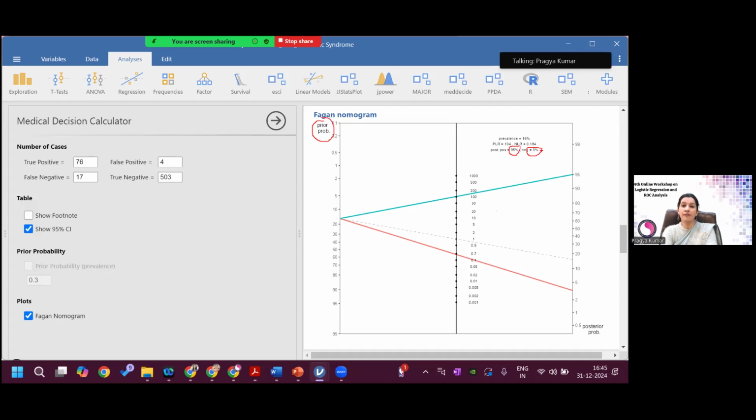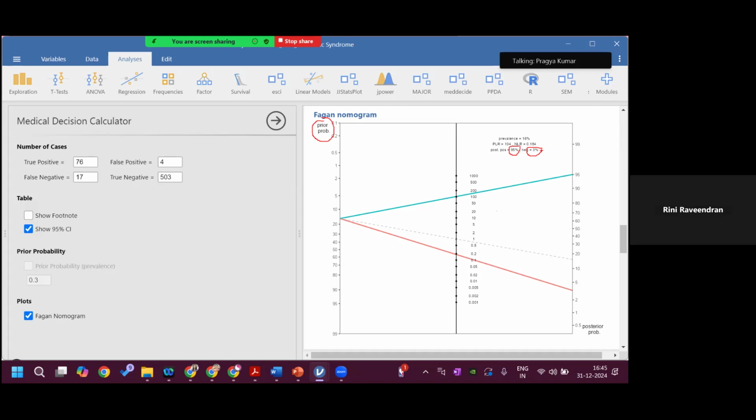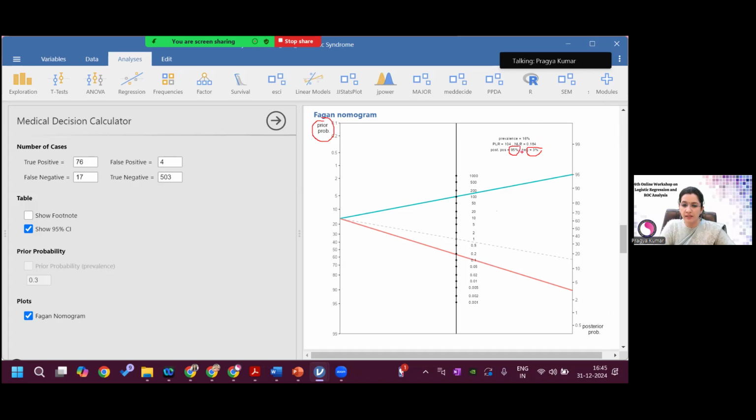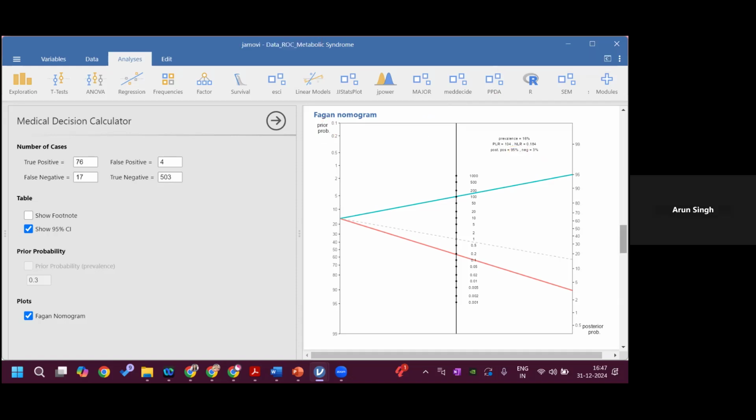How have we defined the LR negative? No, that is not a negative value. She's saying it's written as negative. Okay. Anybody else?